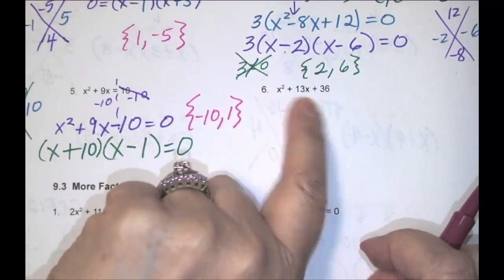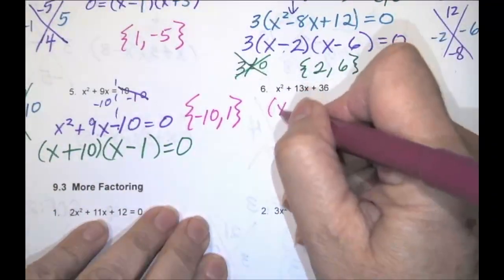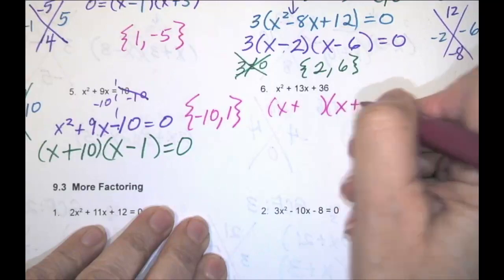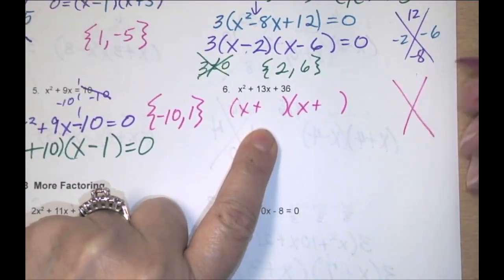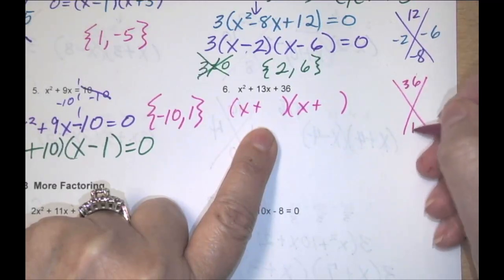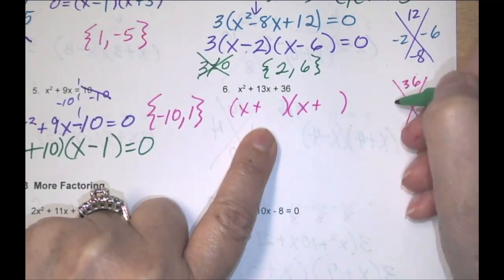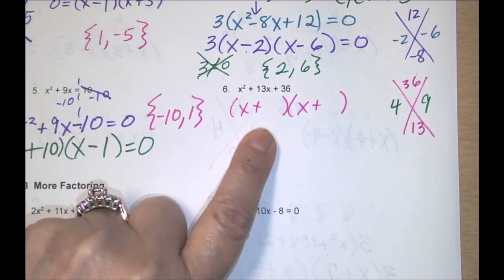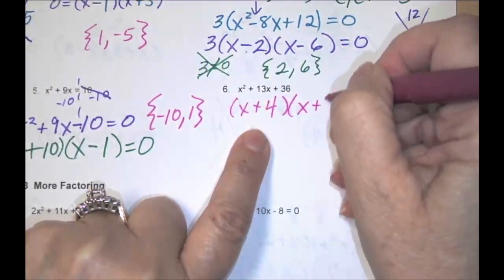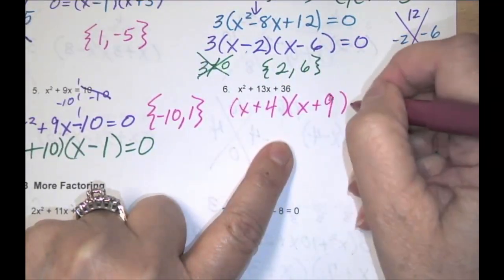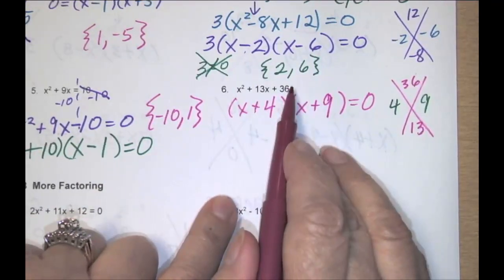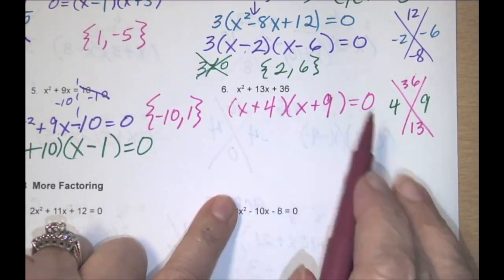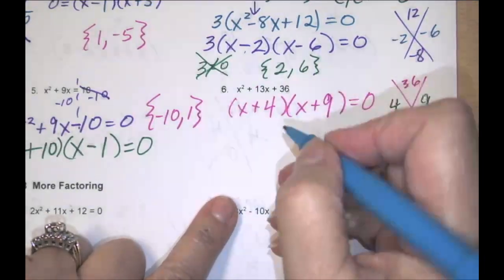Okay, here's something that I can factor. They're both positives. So this has to be both positives. You want what multiplies to 36 but adds to 13. That's going to be 4 and 9. But I want to solve for the roots. That means I want to set it equal to 0. It wasn't set equal to 0, but in order to solve it, we have to set it equal to 0.